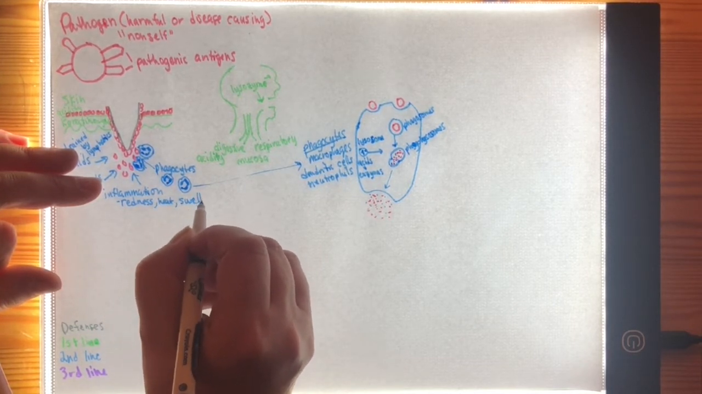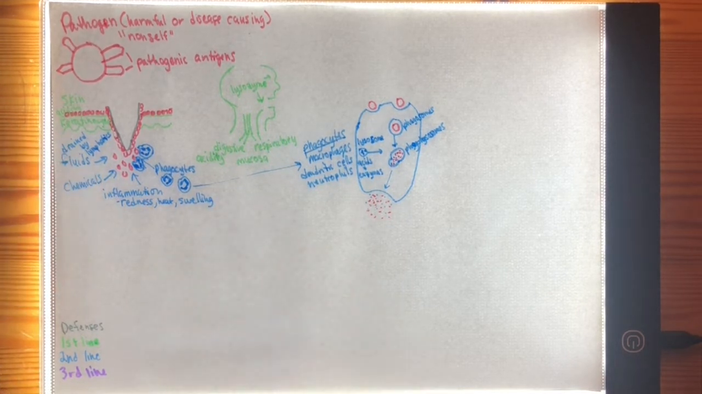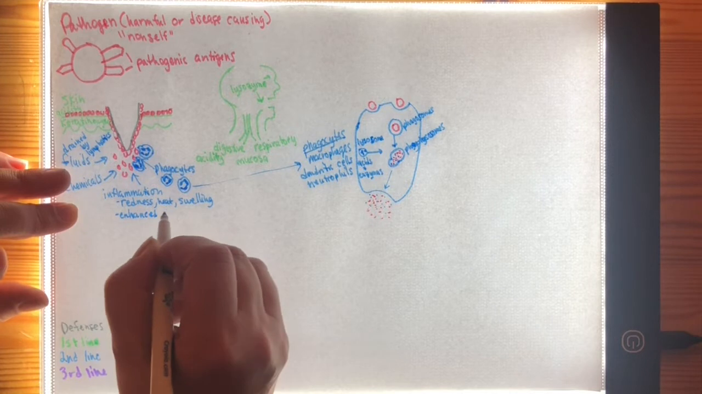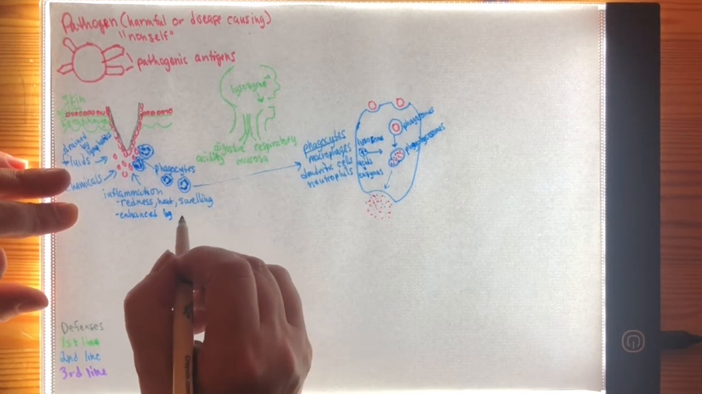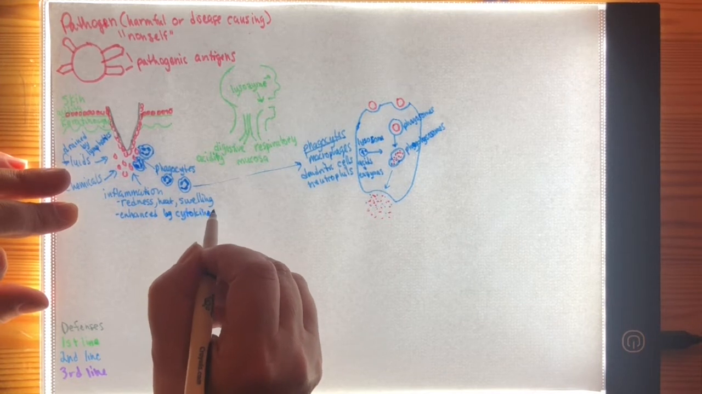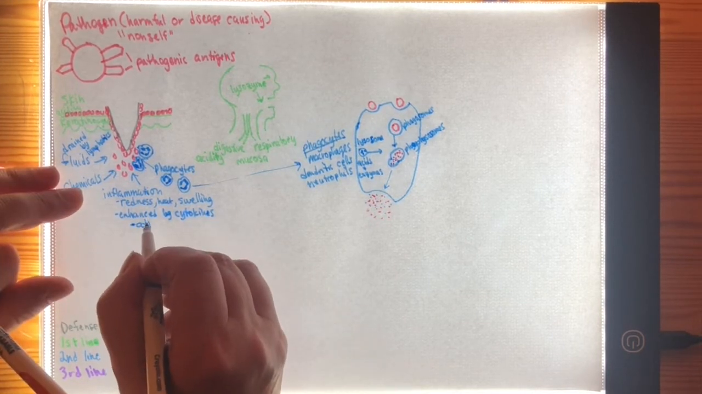All right, let's go back to our story of inflammation. There's a lot to say about inflammation, but we'll describe it as simply as possible. Inflammation is redness, heat, and swelling. This is enhanced by chemicals called cytokines, which you notice we wrote as chemicals up above there too.